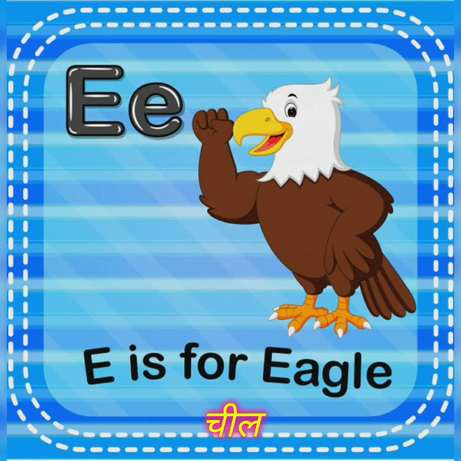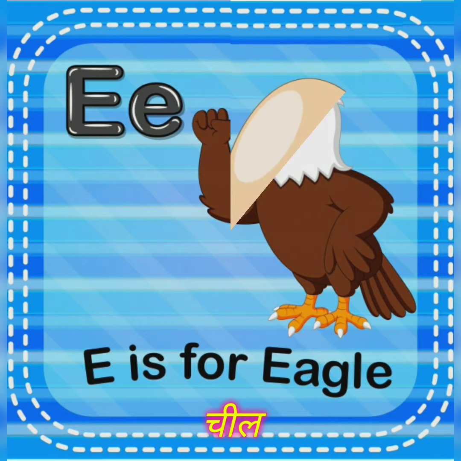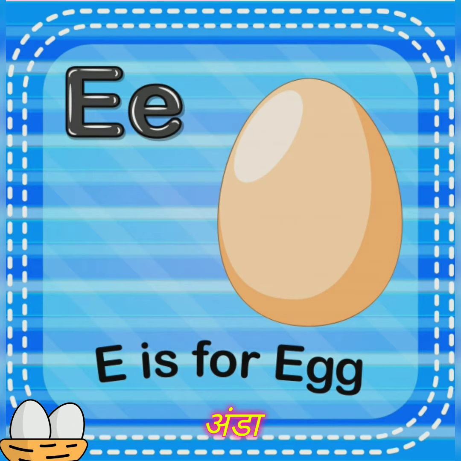Next is E for eagle. Eagle को हिंदी में चील कहते हैं. And this is a big bird. Next is egg. E for egg. Egg 2 colors के होते हैं, एक white and एक light brown color.